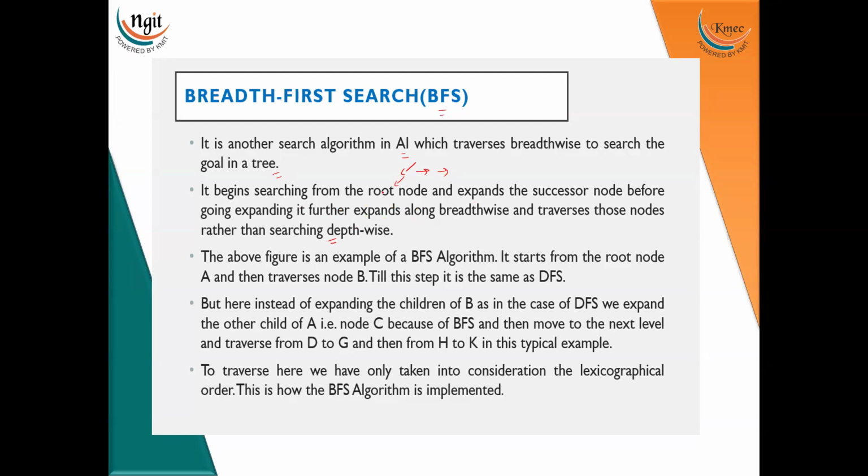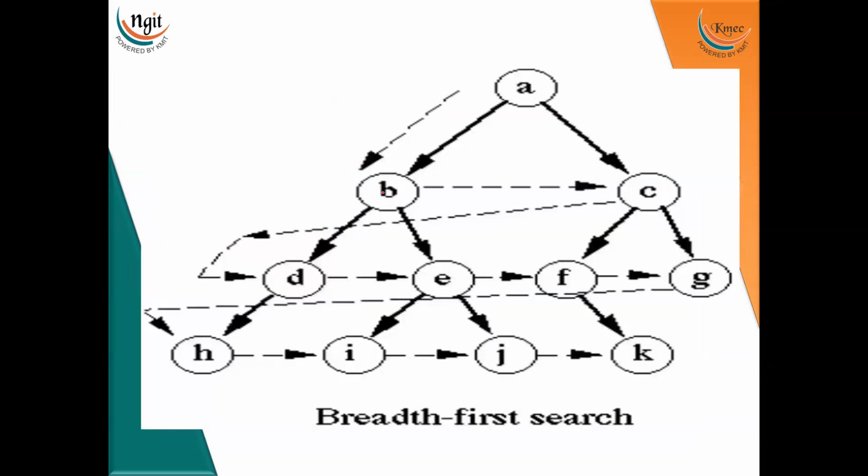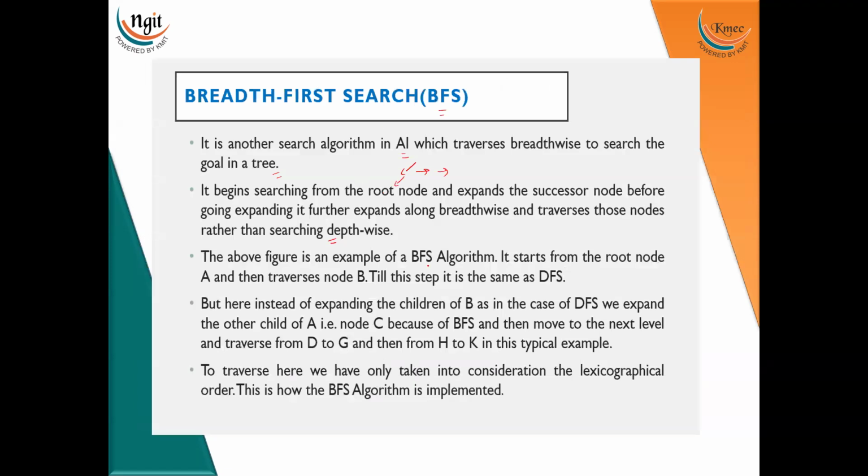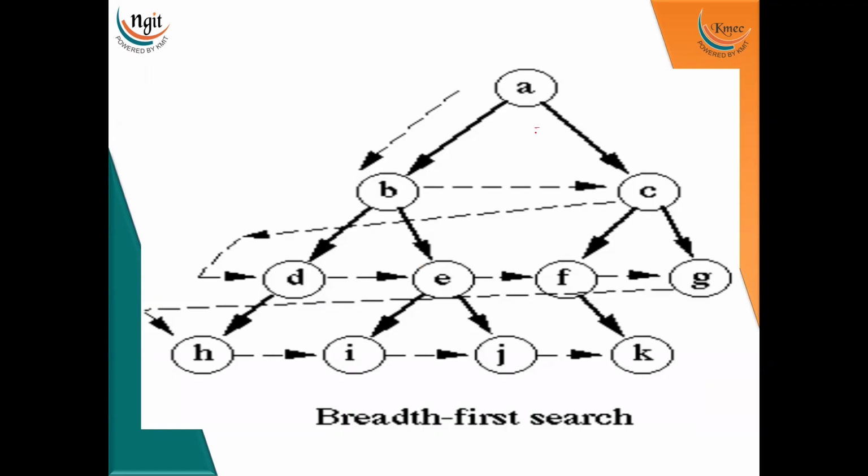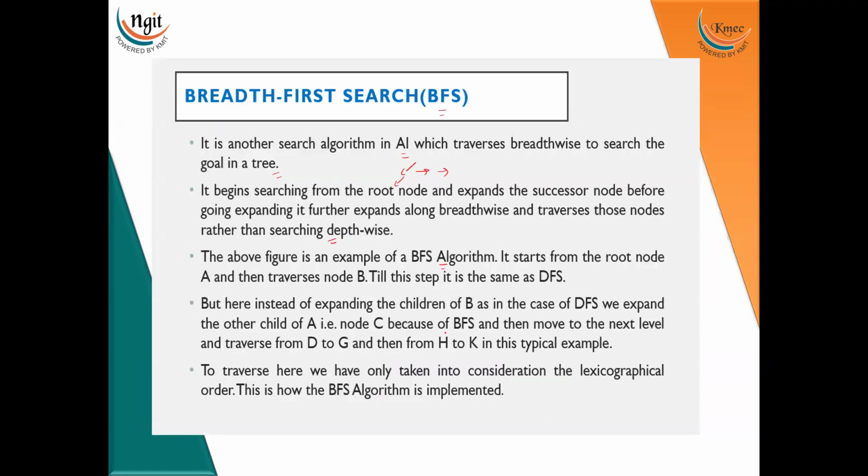So let us discuss this BFS with the help of one example. See here, this is one example of breadth first search. How is it going to traverse? In this example of the BFS algorithm, it starts from the root node A and then travels to the node B. Till this step, it is the same as depth first search. But here, instead of expanding the child of B, as in the case of depth first search, we expand the other child of A, that is node C. Why? Because this is not depth first search, it is breadth first search.